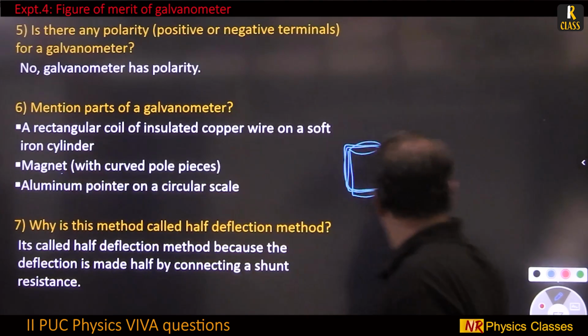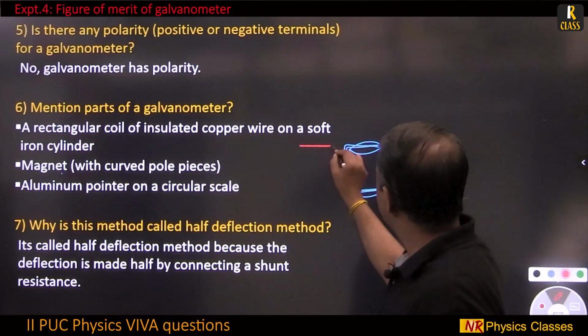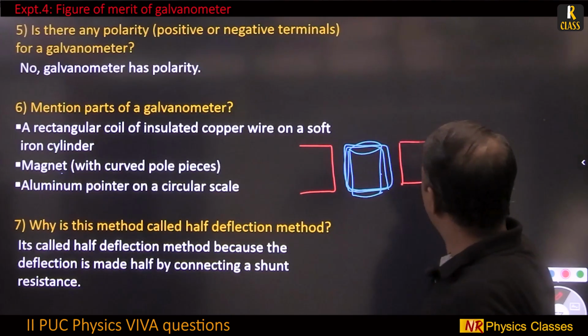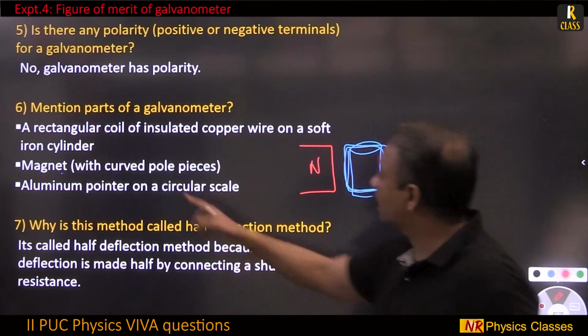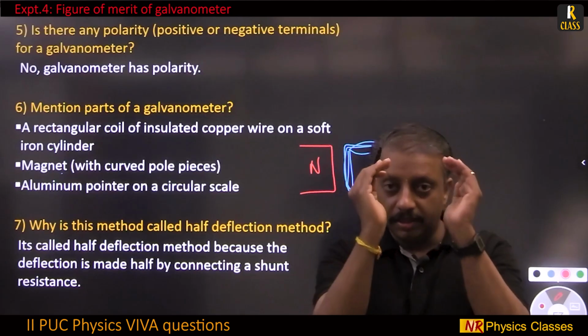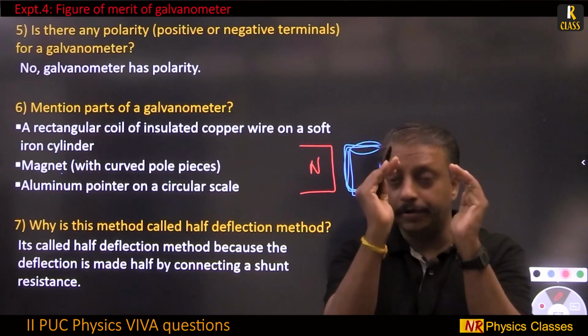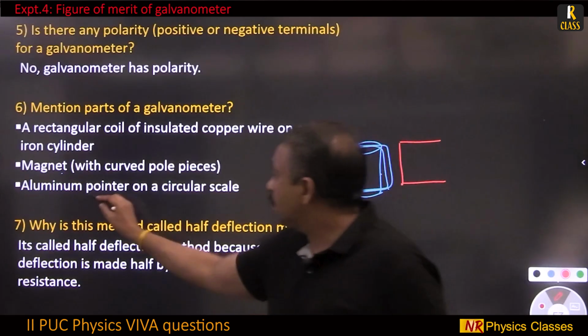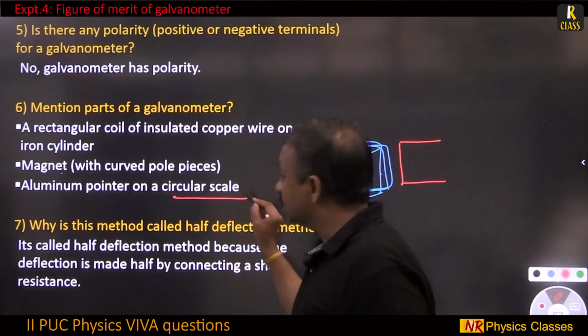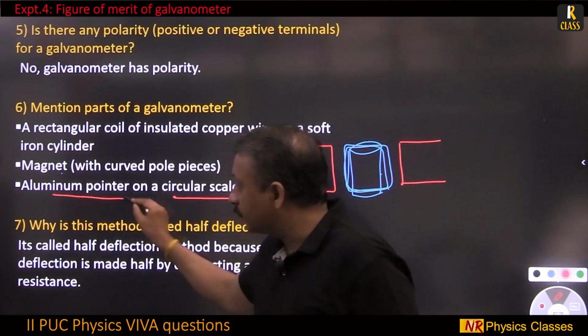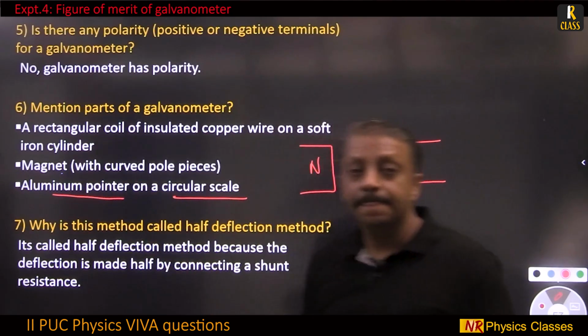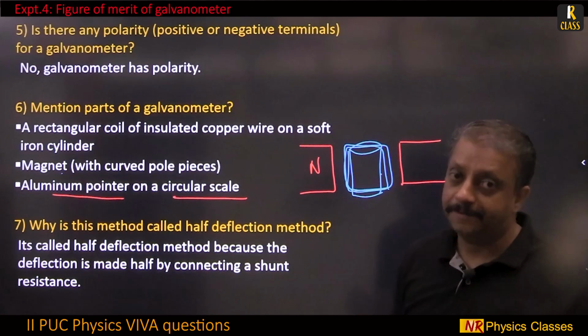Then magnet. So this rectangular coil is placed between two magnets with curved pole pieces like this. Usually magnets have flat pole pieces, but here curved. Aluminum pointer on a circular scale. Circular scale, aluminum pointer. Aluminum pointer means it is non-magnetic.